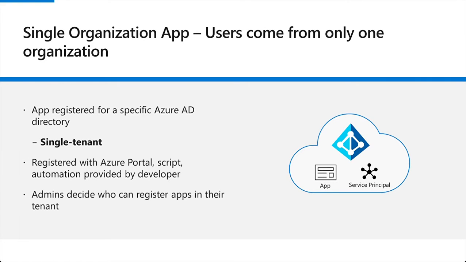So in this first scenario here, we're basically writing what we would call a line of business application. In this case, the app is registered for a specific Azure AD directory. This is the most simple scenario. It's a single tenant. You are going to go to the Azure AD app registrations and register your app. Now you can do it with the Azure portal. You can register it using PowerShell, using scripting. There are various ways to do that registration, but the key is it's happening in one tenant. And in this case, the admins can decide who can register the apps in their tenant. No one outside of your organization is going to be able to access this app. This really is just for people within your tenant.